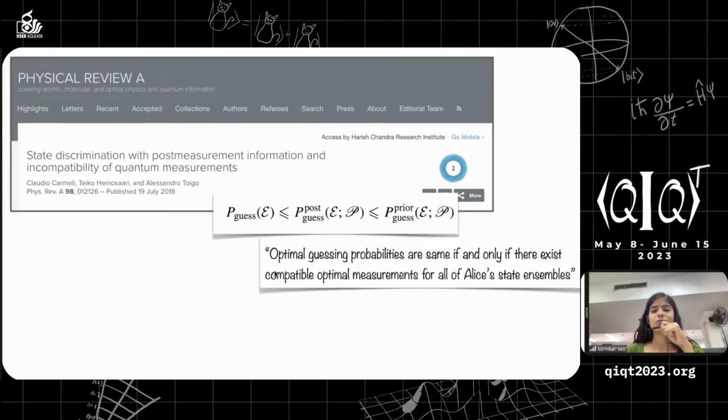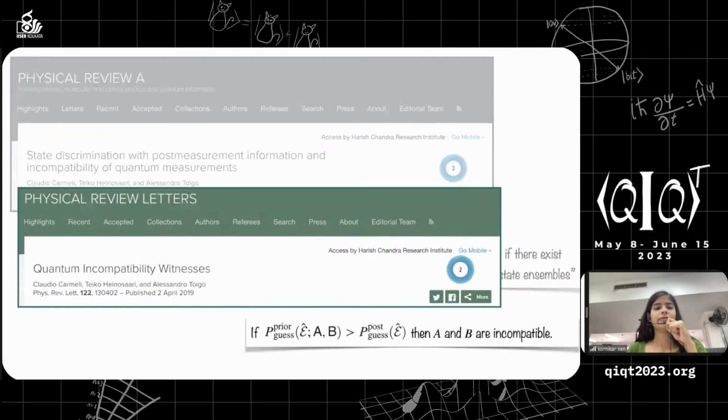In this paper, it has been shown that the optimal guessing probabilities, that is these two probabilities, are the same if and only if there exist compatible optimal measurements for the receiver. So from here, you can say that if you get a probability for a pair of measurements such that it is greater than the optimal probability having post information, that is, having information after the measurement, that is, if you get some advantage from knowing the information of the ensemble beforehand, you can say the pair of measurements are surely incompatible. So this relation can be defined as a witness of incompatibility. This has been shown in this paper.